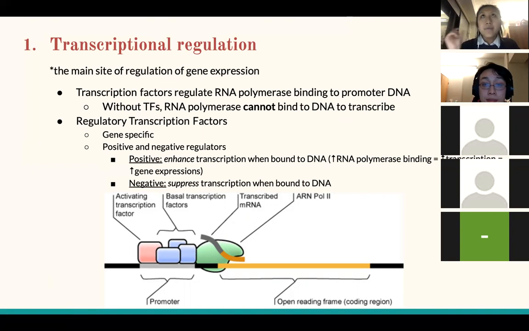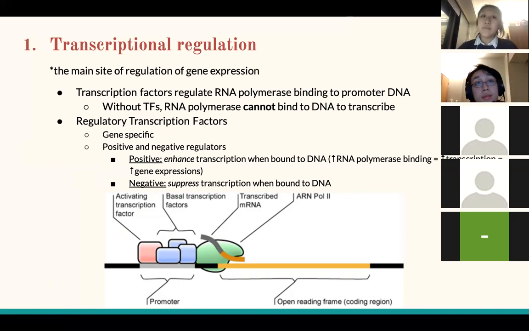That means that there's a specific place within the DNA that it can bind to, and it doesn't really have the affinity to bind anywhere else on that gene. You can have positive or negative regulators. So positive regulators enhance transcription. It's going to help RNA polymerase bind even better, so transcription is going to go up and you're going to have even more gene expression.